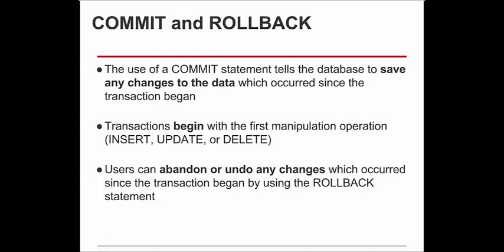Commit and rollback are two keywords that we're going to hear a lot about with transactions. You can think of commit as being analogous to the idea of save. The use of a commit statement tells the database to save any changes to the data which have occurred since the transaction began. Transactions typically begin with a first manipulation operation, like insert, update, or delete. Depending on the system you're using, this may be a little bit different. You may need to actually issue a command that says start transaction.